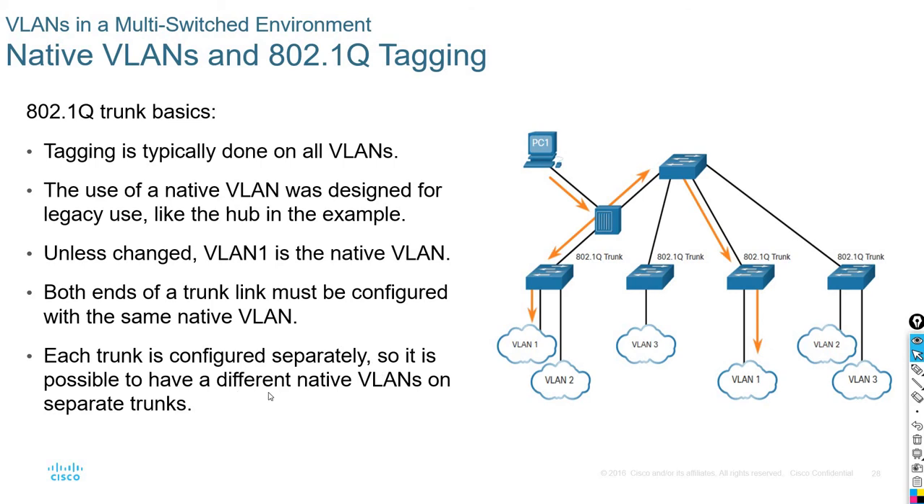So it is possible to have different native VLANs on the separate trunks.